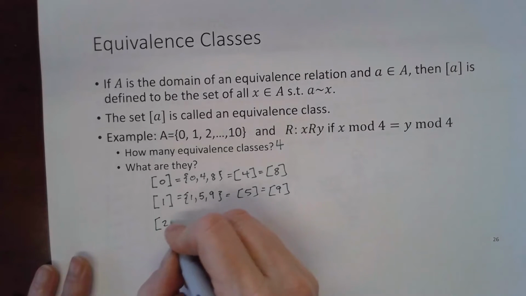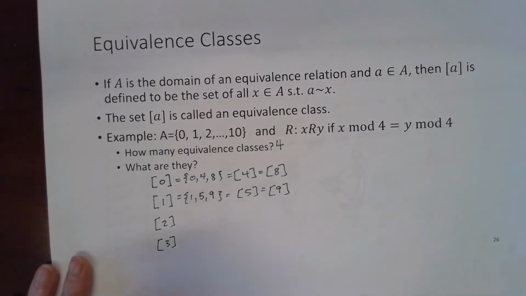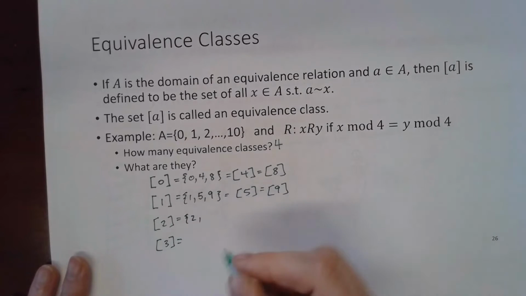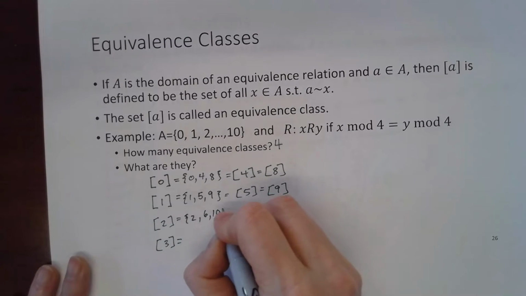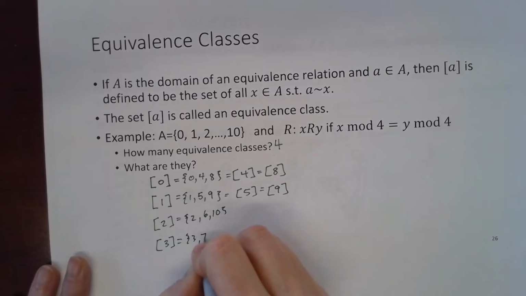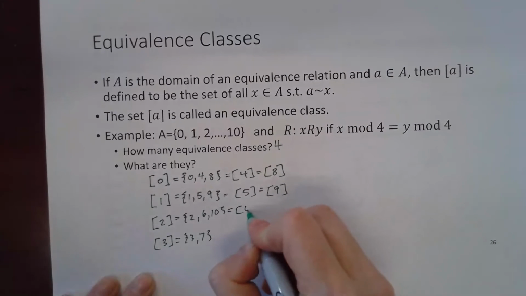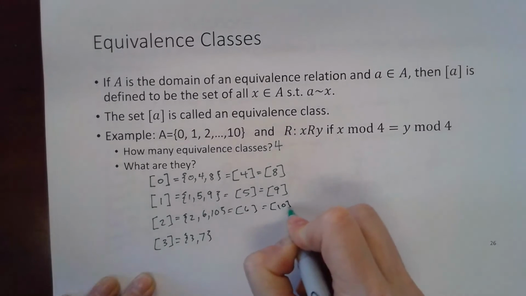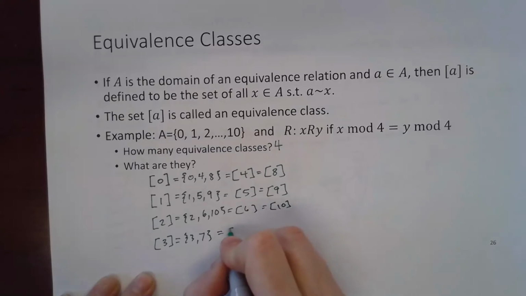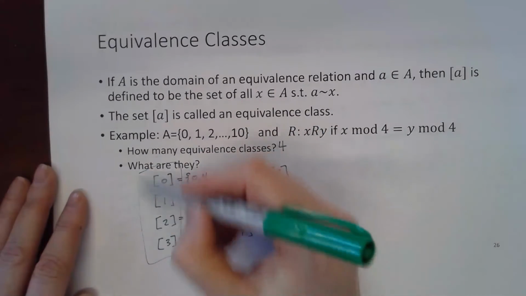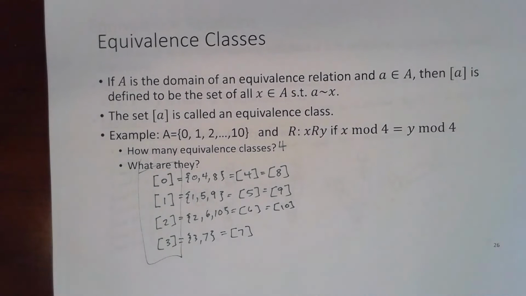I also can have a remainder of 2. I can also have a remainder of 3. So those would be my other ones. This one was 2, 6, and 10. And this is just 3 and 7. And just to be completely thorough, we could call this 6. We could call it 10. Probably not going to. We could call this one the equivalence class of 7. But these are probably the ones that we would choose to use.